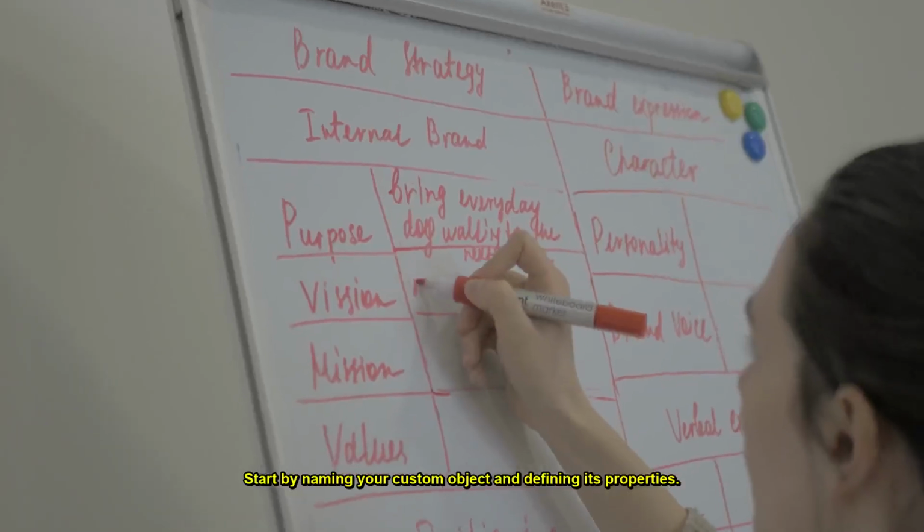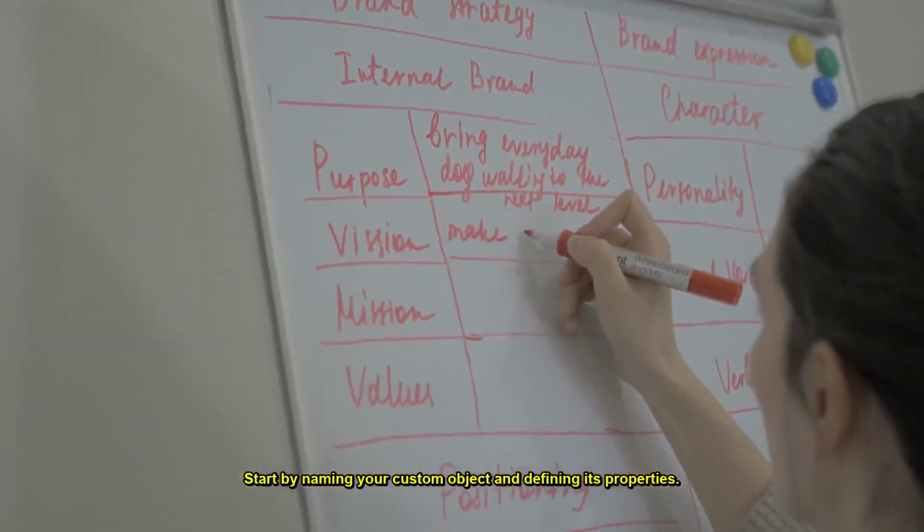Next, select the Create Custom Object button. You will be prompted to fill out the necessary details for your custom object. Start by naming your custom object and defining its properties. Add relevant fields that you want to associate with this custom object. Ensure that you choose the correct field types for each property. Once you have defined all properties, click on the Next button.